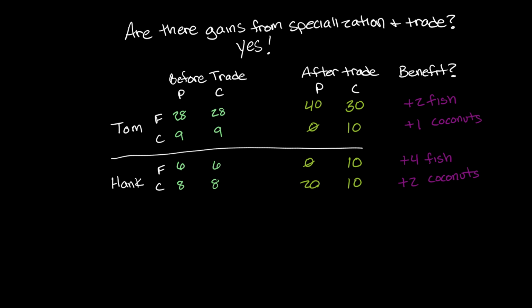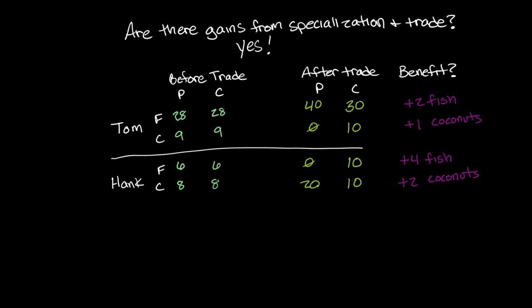If Tom specializes and produces 40 fish and 0 coconuts and gives 10 to Hank, he will end up being able to consume 30 fish and 10 coconuts, giving him a benefit of 2 fish and 1 coconut above doing it all on his own. Hank will produce 0 fish and 20 coconuts. If he gives 10 of those coconuts to Tom, he'll be able to consume 10 fish and 10 coconuts, giving him a benefit of plus 4 fish and plus 2 coconuts over what he would have been able to do by himself.